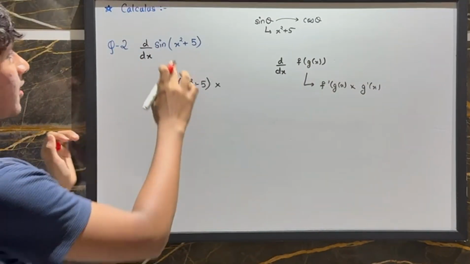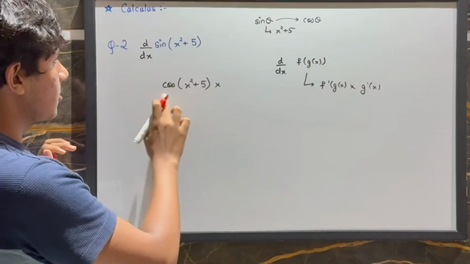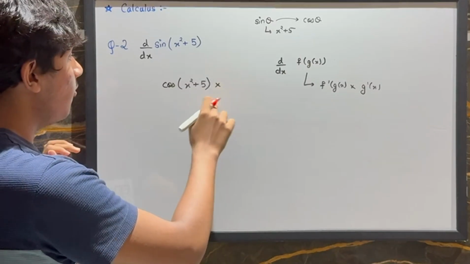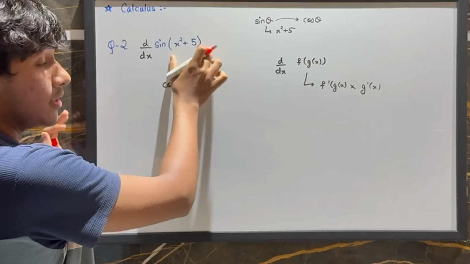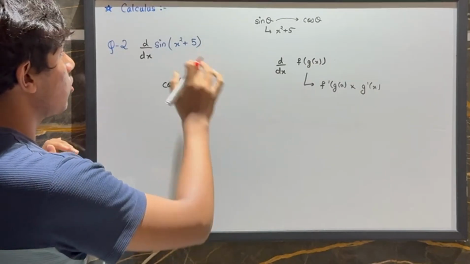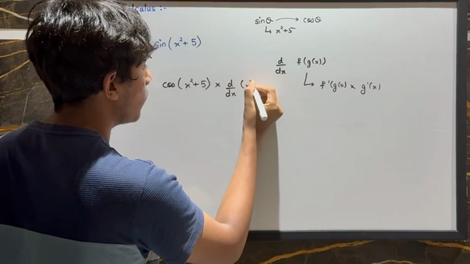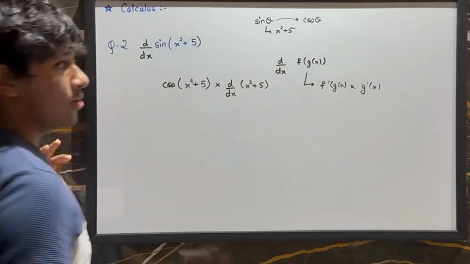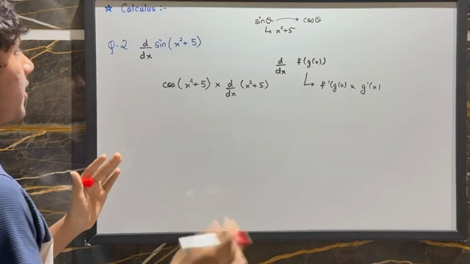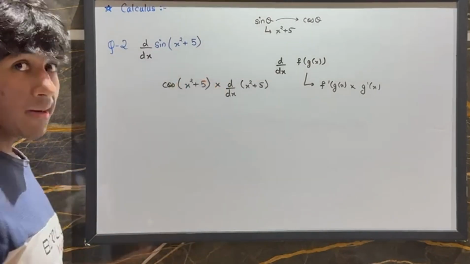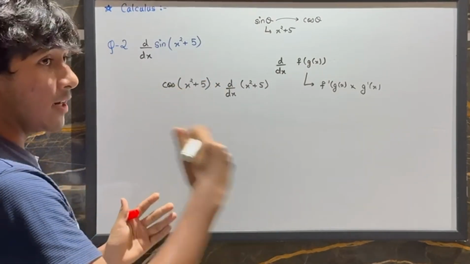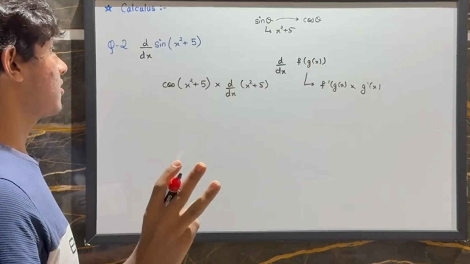The first thing that we did is differentiate this function, which is cos(x² + 5), and now we'll multiply its differential here. So the differentiation would be d/dx of x² + 5. This is known as the chain rule. We will always apply it when you have a function inside a function. Sometimes it can also be a function inside a function inside a function. There are three functions in it.